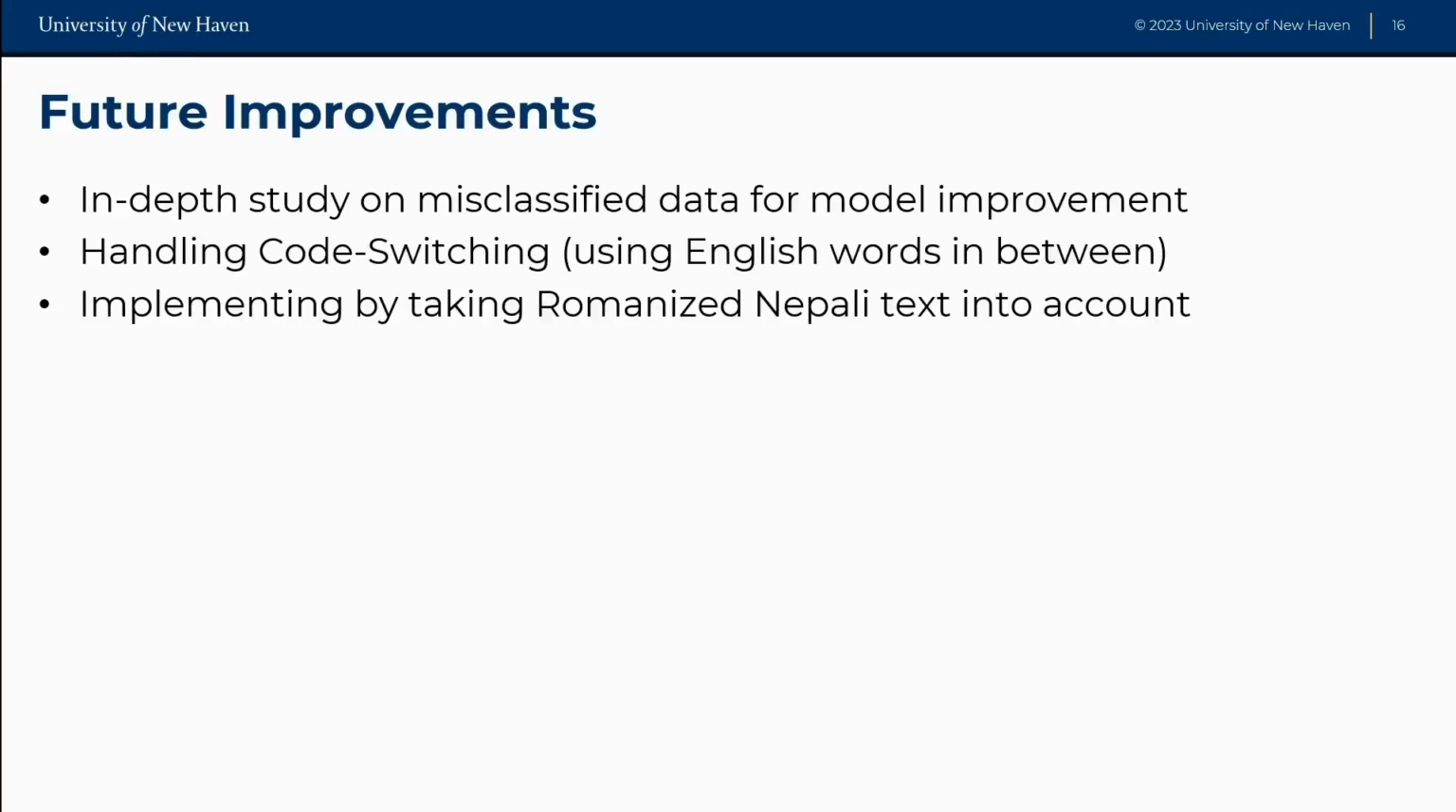So for future improvements, we plan to do an in-depth study on the misclassified data for particular model improvement. We could also handle some code switching, such as text that uses English words interchangeably in between, as well as take Romanized Nepali text into account. So right now we are only using Devanagari script, but we could use Romanized Nepali text, which means that the Nepali words are typed in English.